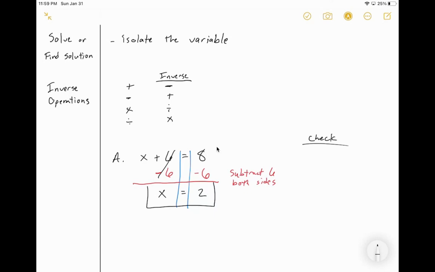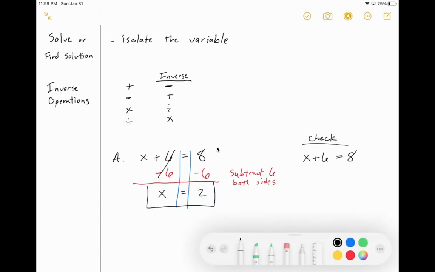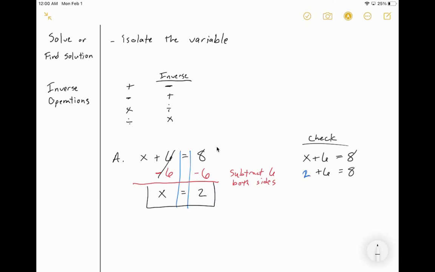So in order to check it, I'm gonna take the original equation and I'm gonna plug in what my answer was, which was x equals 2. So right here, 2. So 2 plus 6 should equal 8. And I know 2 plus 6 is 8. 8 equals 8, so I know that checks out. So I know my answer is correct. x equals 2 is my answer.